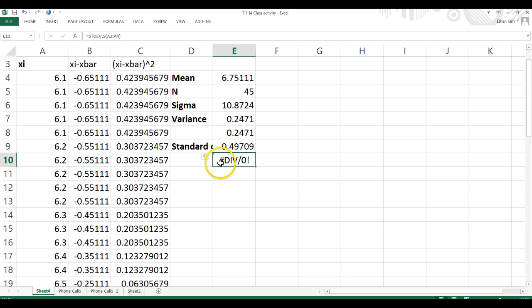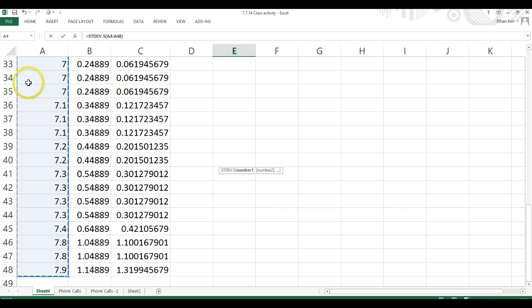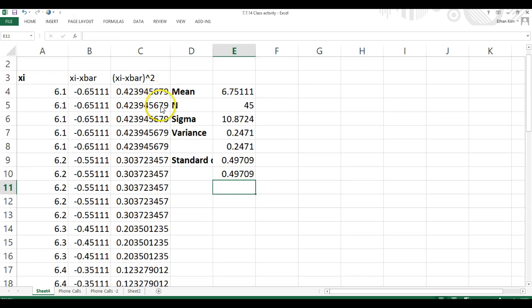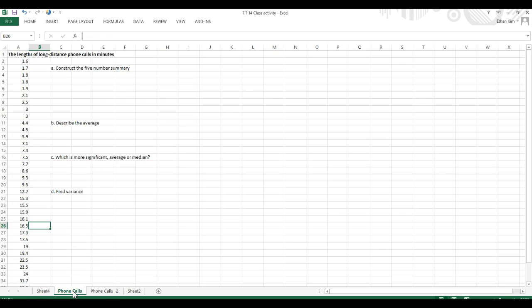Oops, something was wrong. Okay, it wasn't A3 to A4. Oops, sorry. I have to change the range to A4 down to A48, and then enter. See if we get the same answer. We do get the same answer. So this is the way of checking the answer for you.